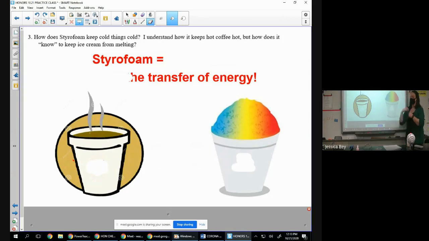All right. 2 cups. One has hot coffee. One has ice cream. How can styrofoam know to keep them both the temperature that they need to be? Oh my goodness, styrofoam must be so smart.